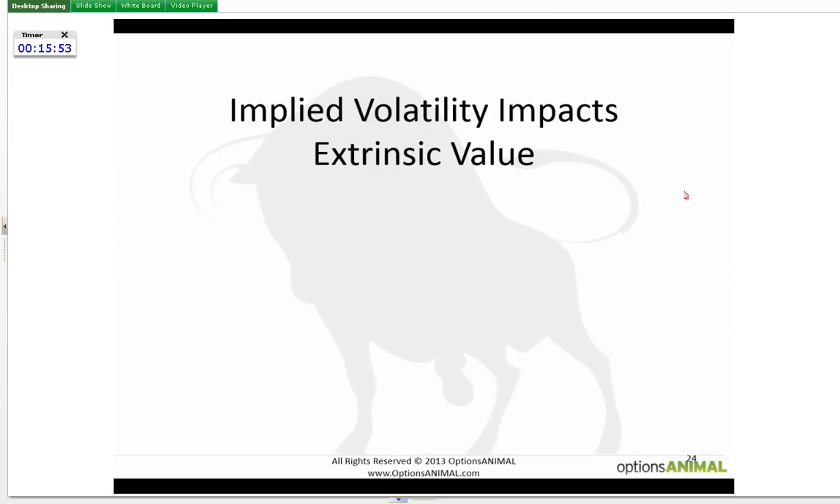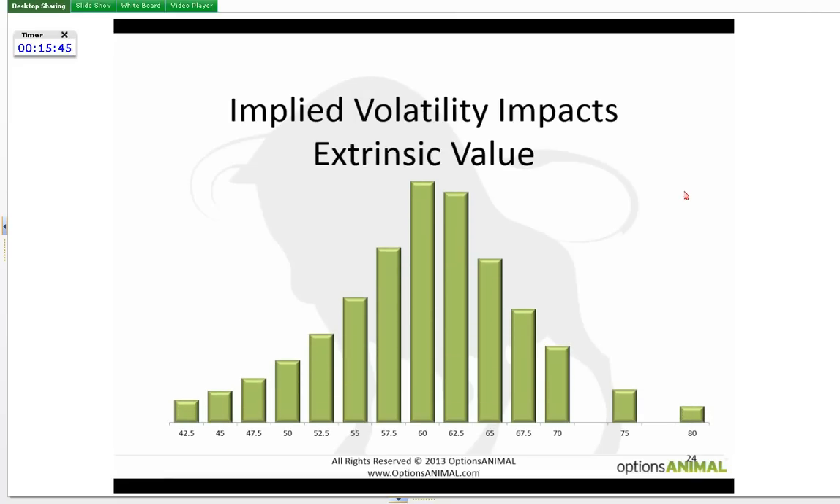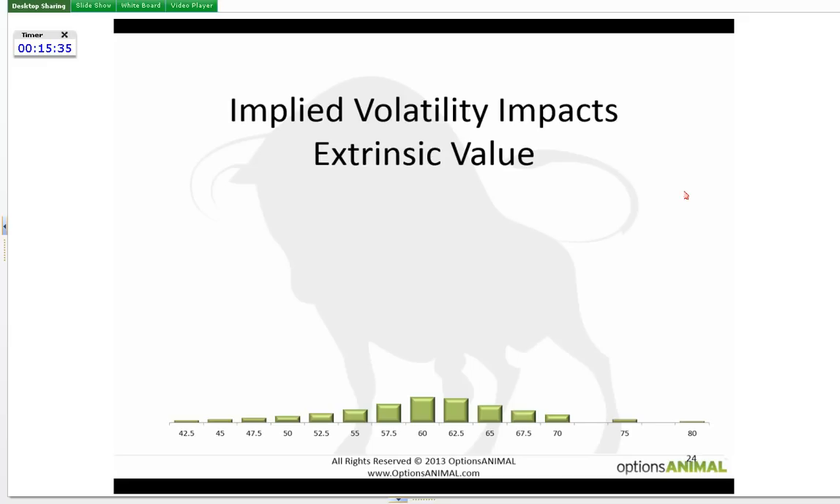So implied volatility impacts the extrinsic value. So going back to this thing, this is what happens. You see, as earnings approaches, you see all these options getting more and more expensive. And then what happens? Anybody here trade options? You know what's going to happen next, right? Earnings happens. And kaplooey, the option value just disappears overnight.